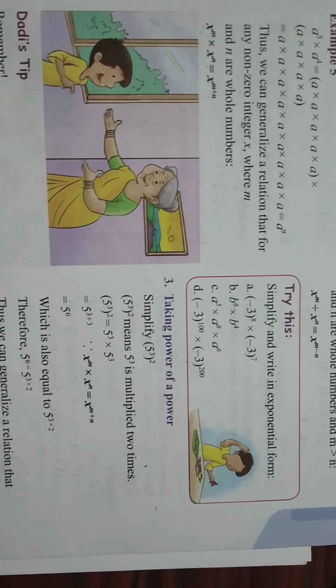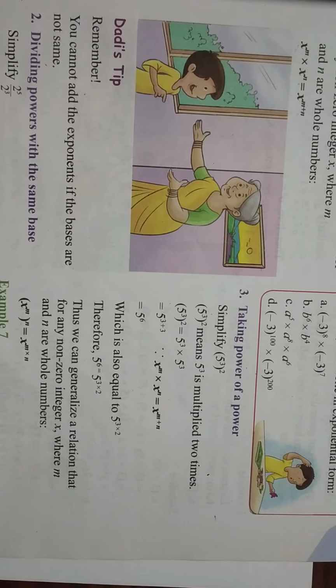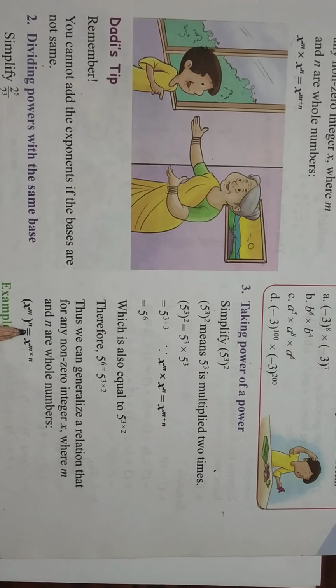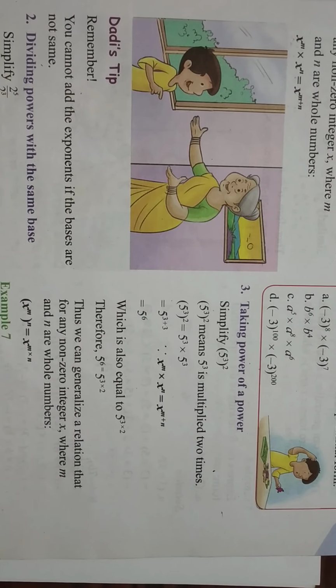Next, another law. If x to the power m whole thing to the power n, then it is equal to x to the power m into n. In this case, we have to multiply the exponents.